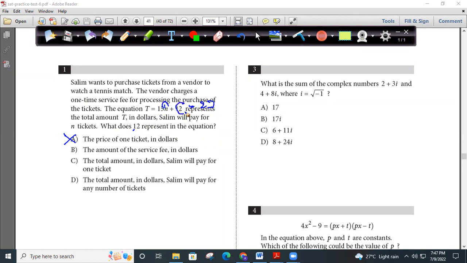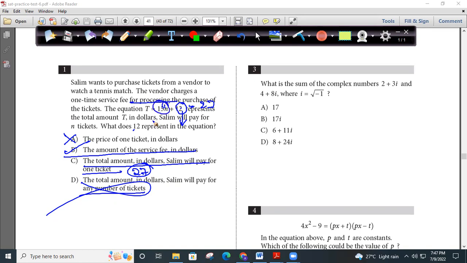Now, what does the 12 represent? The initial value, the processing fee that is charged, the amount of the service fee in dollars. It is the initial value, meaning even before buying the tickets, I need to pay the service fee. So definitely B for Bangalore is the answer. Now, the total amount in dollars Salim will pay for one ticket is $27. The total amount Salim will pay for any number of tickets is completely meaningless. So the answer for this one should be D for Bangalore.